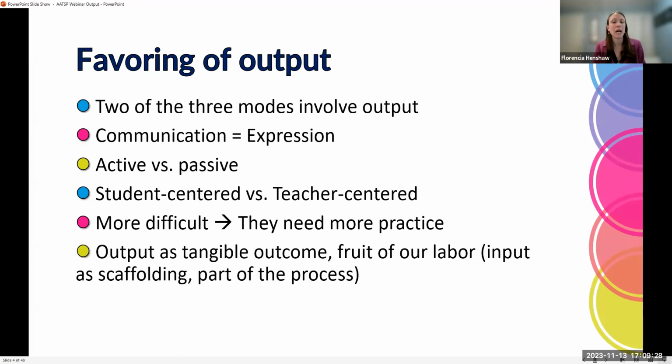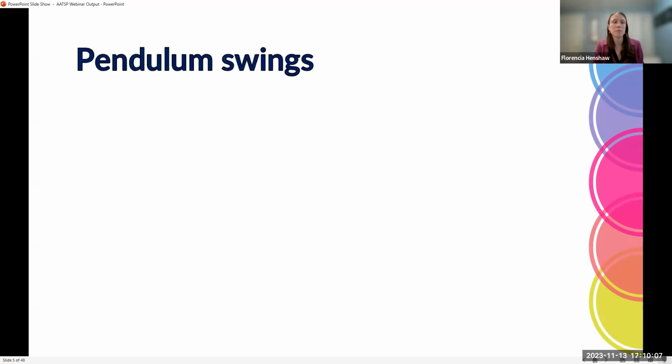That's the question. And then the one that I'm definitely guilty of is output as a tangible outcome, the fruit of our labor. This is what we end up assessing. Input tends to be seen as the scaffolding, part of the process, and output tends to be seen as a result of that process. Even good friends who do task-based language teaching are a little bit guilty of this, right? You do have maybe some interpretive assessments, but most of those tasks are output oriented, where the student needs to be creating with language. So this is another reason why we end up favoring output in our classes.